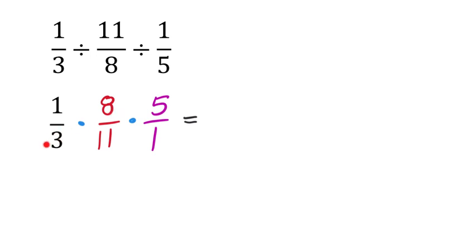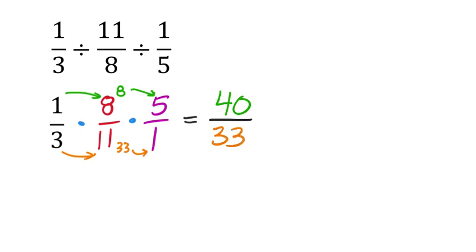3, you can divide with the 8 or the 5, and same with the 11. So as it turns out, this one, there is no simplification that can occur, which means we're going to go straight into multiplying numerators and denominators. So here, 1 times 8 is 8, and then 8 times 5 is 40. That's our numerator. And then I like to work from left to right, but 3 times 11 would be 33. 33 times 1 is still 33.